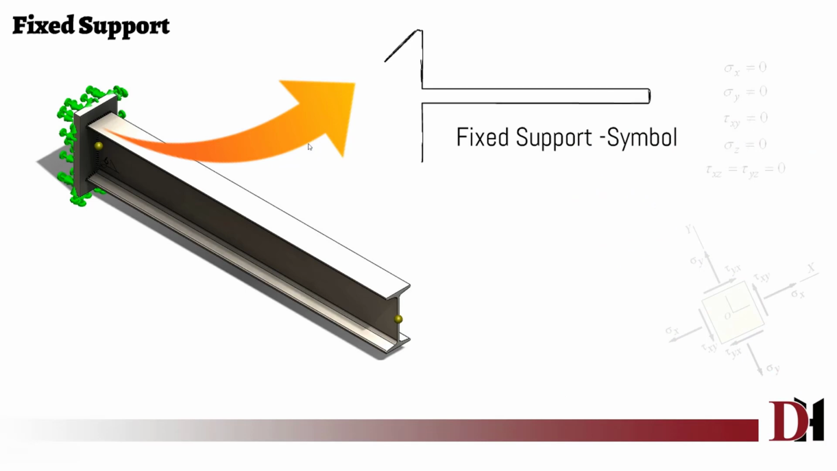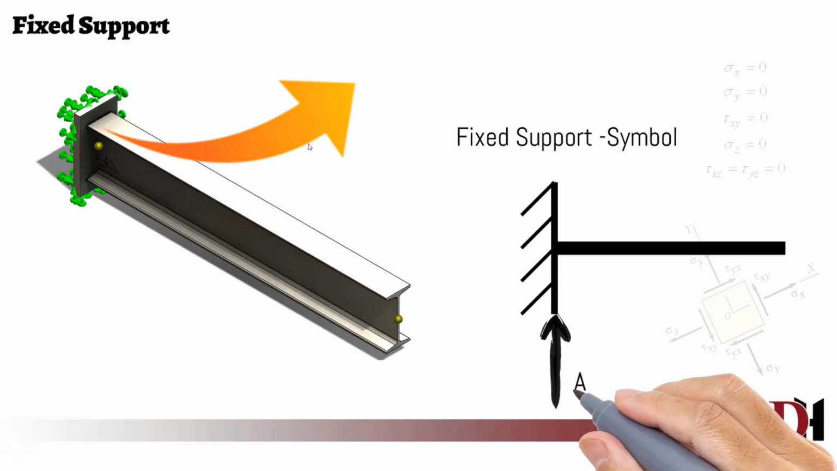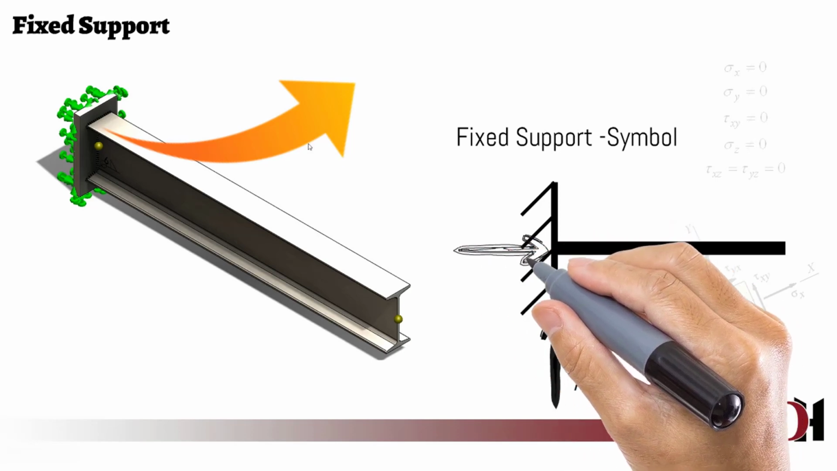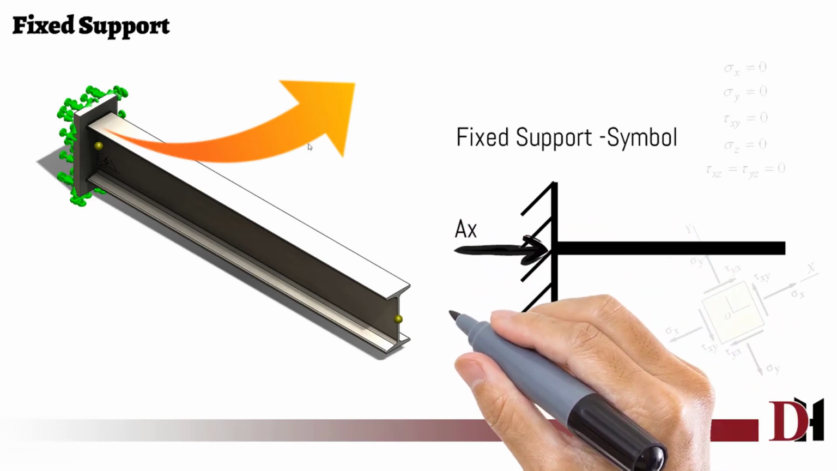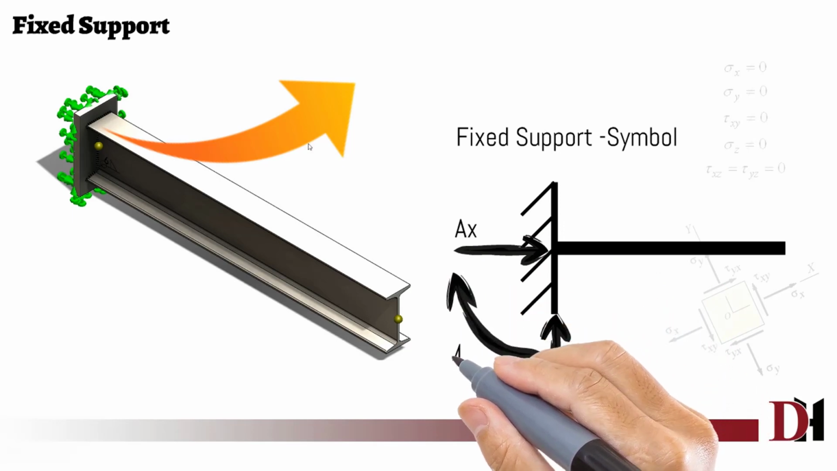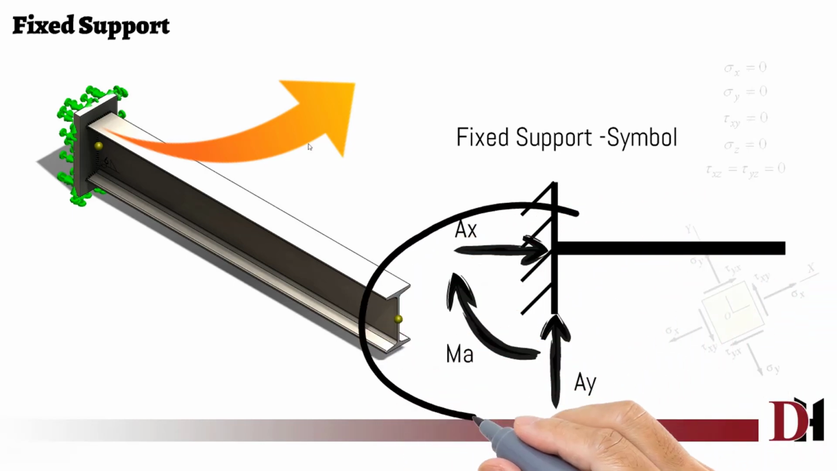Fixed support is represented by this symbol. Fixed support does not allow rotational and translation motion in horizontal and vertical direction. Fixed supports are capable of resisting all types of load. It provides great stability.